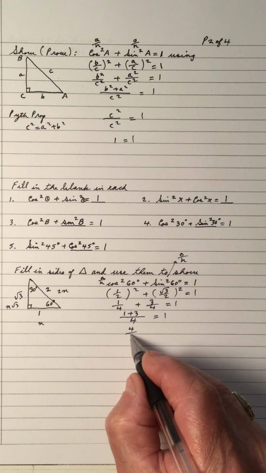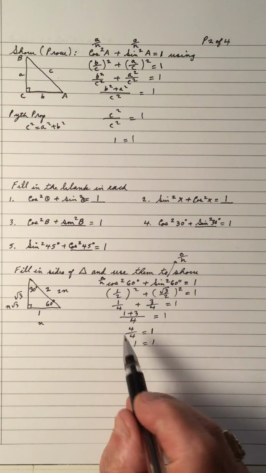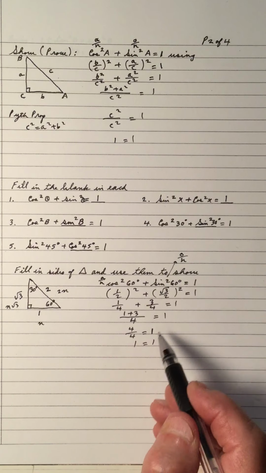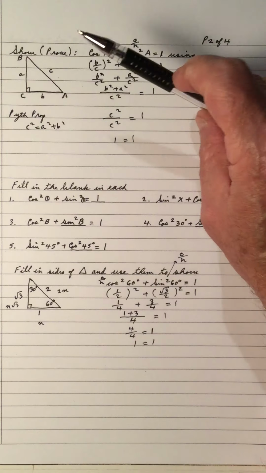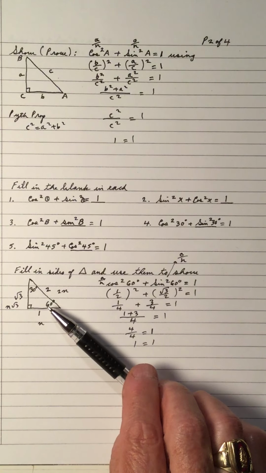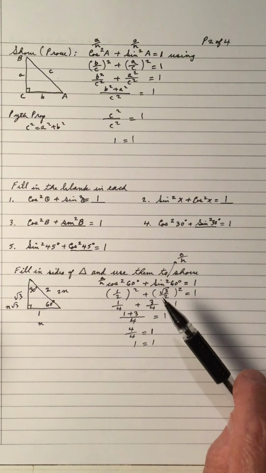And 1 plus 3 is 4 over 4. So it's true. Again, cos squared plus sine squared of the same angle will give you a 1. So I proved it in general case up here with letters. Now I also showed you that in the special right triangle. This is still true. And it's still true.